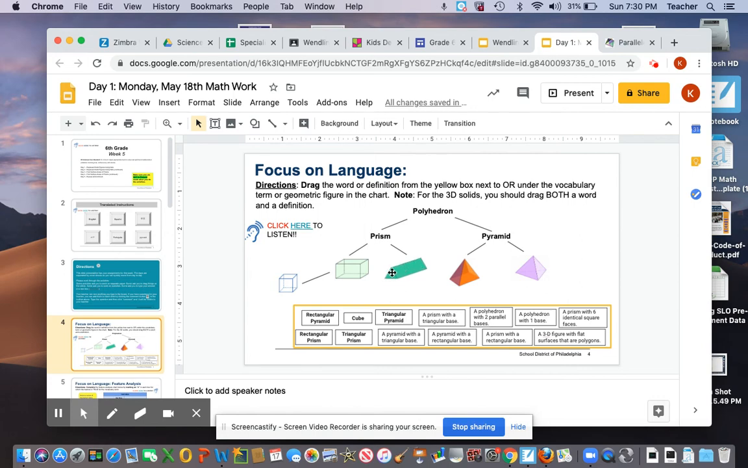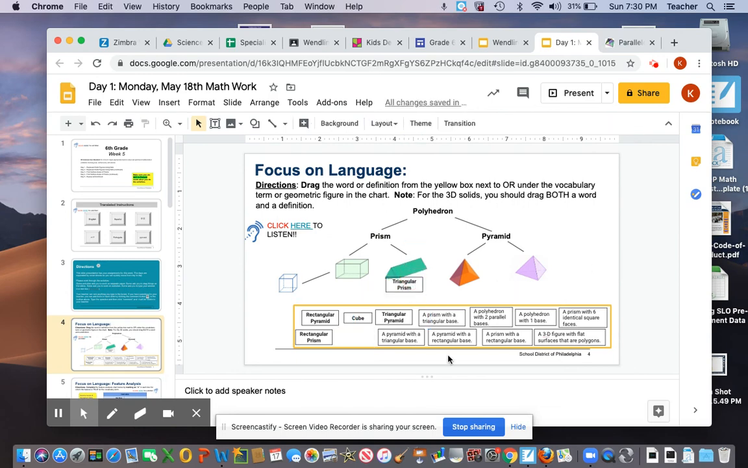So this green one here, the base is a triangle, and I've got 2, so I know it's a prism, and it's got to be a triangular prism because the bases are triangles. So I'm going to take this and scooch it over here. I'm labeling that a triangular prism.